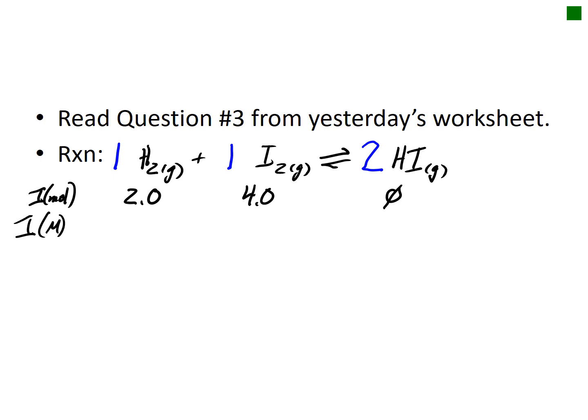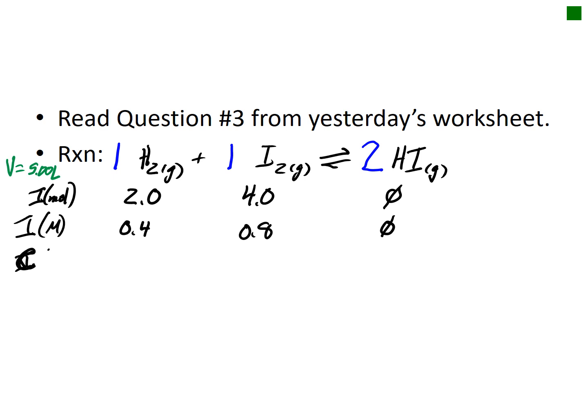This time we're going to now add the I in moles per liter, and we can make a little note someplace that the volume from the question was 5.00 liters, and so we know we're dividing each of these numbers by 5. So 2 divided by 5 gives me 0.4, and 4 divided by 5 gives me 0.8, and the concentration of hydrogen iodide is still 0. So far, so good.